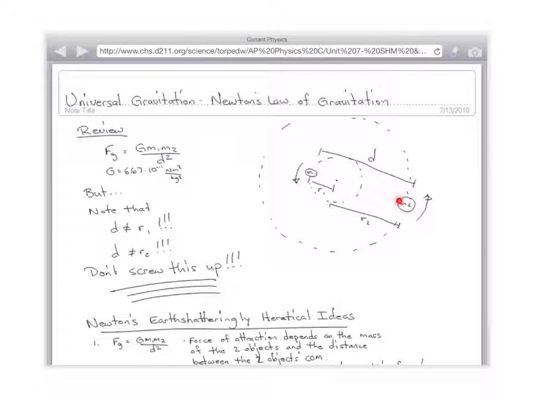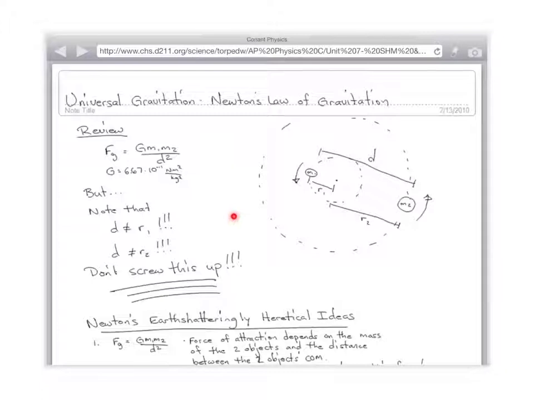So what's the difference between Newton's law of gravity and Newton's theory of gravity? What's Newton's law of gravity? Oh my gosh, that's like Mr. Bruce's law of falling keys. No. What's Newton's law of gravity? G M M over d squared. That's his law of gravity. What's his theory of gravity? The force of attraction depends on the mass of the two objects and the distance between them.